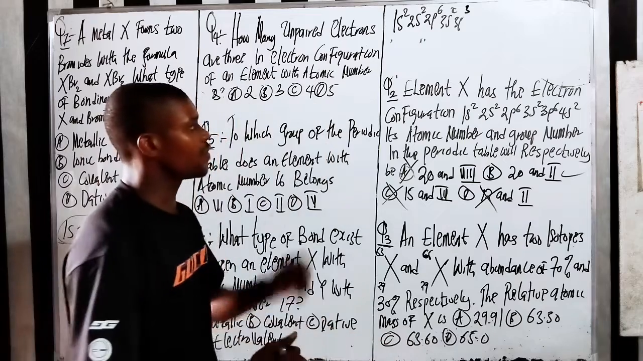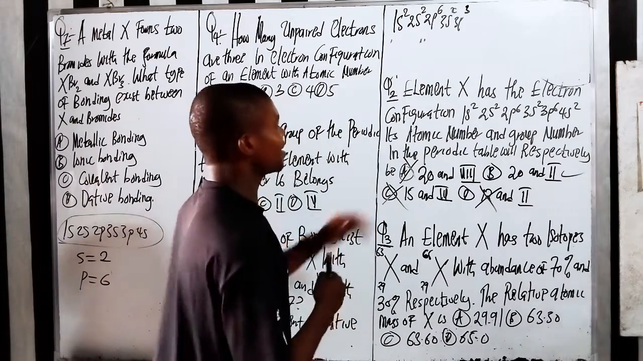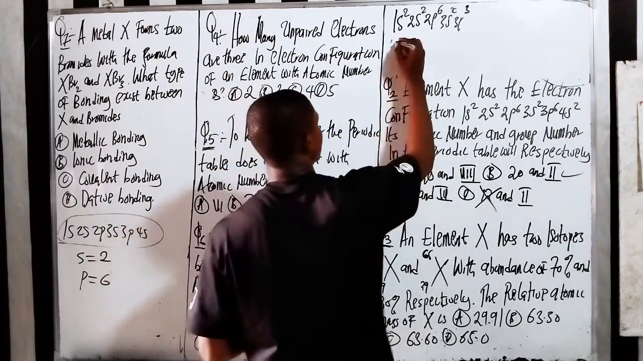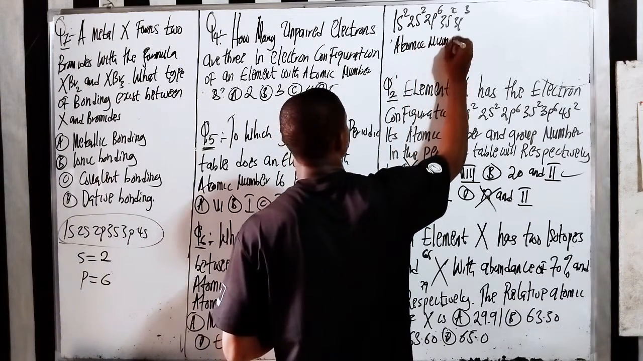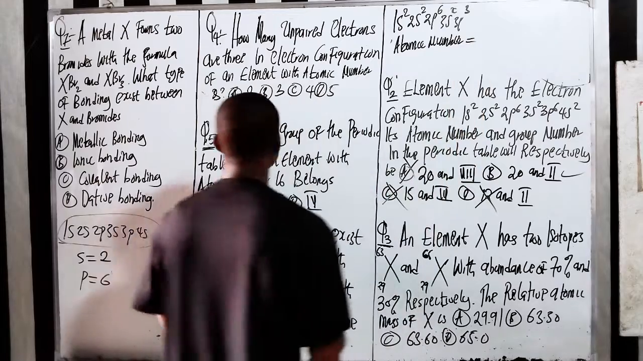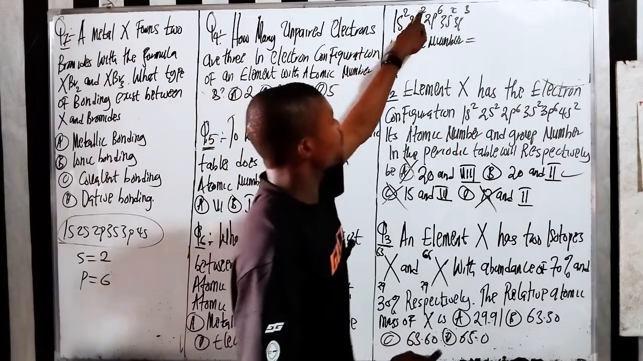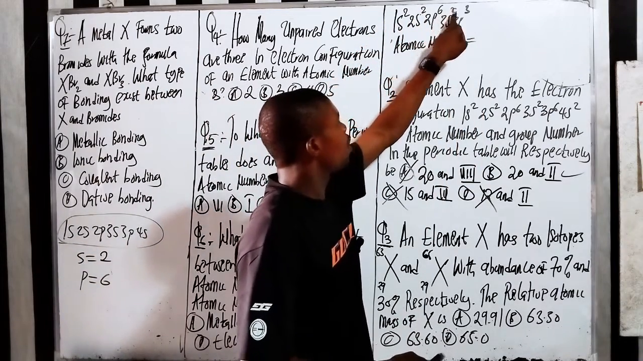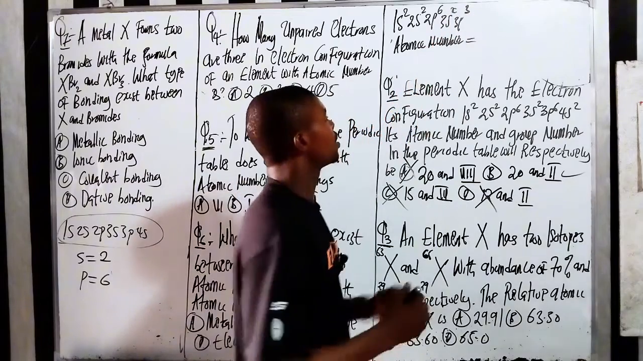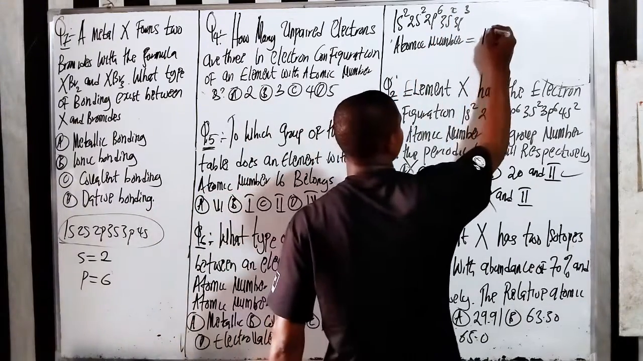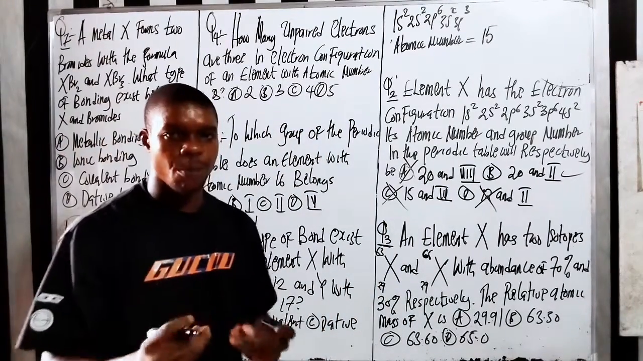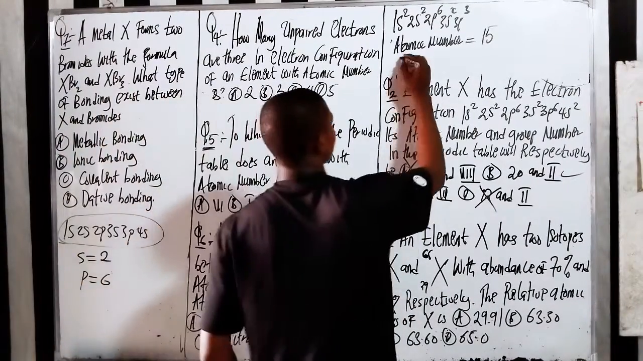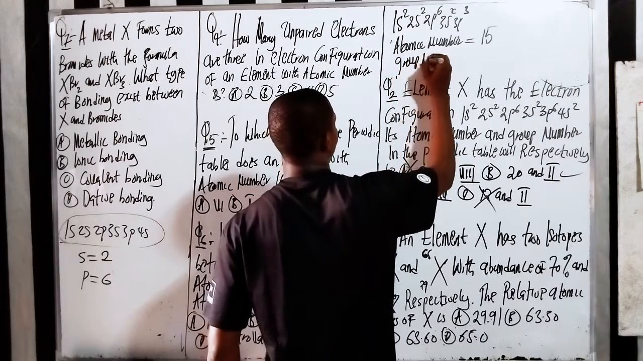If you are being asked what the atomic number is: the atomic number is when you sum all the electrons. So it will be 2 plus 2 plus 6, which is 10, plus 2 plus 3 is 15. So the atomic number is 15. Do you see that the atomic number is 15? So how do you get the group number?